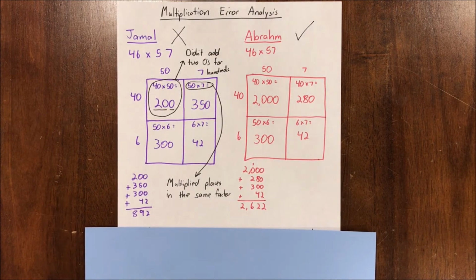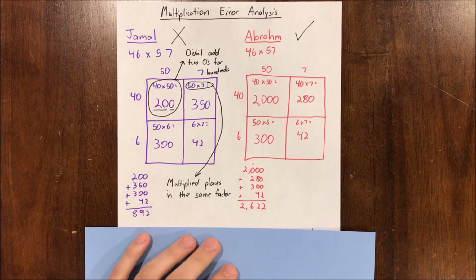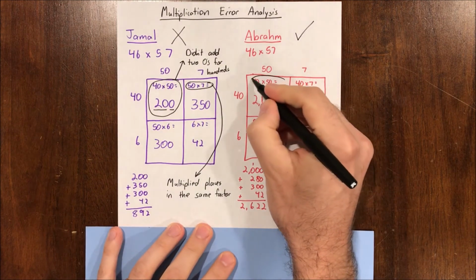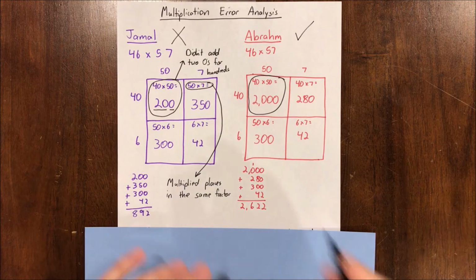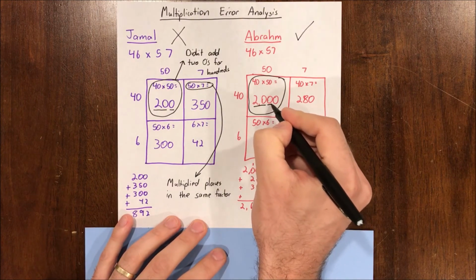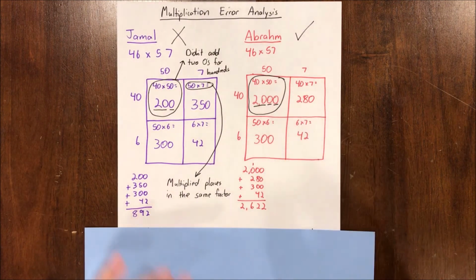Okay, so let's look at Abram's work and understand what he did correctly. What did Abram do differently from Jamal when he multiplied 40 times 50 and got 2,000? Say it out loud. Yep, he multiplied 4 times 5 for his basic fact, and he got 20. Then he added 2 zeros to show that he had 20 hundreds, or 2,000.